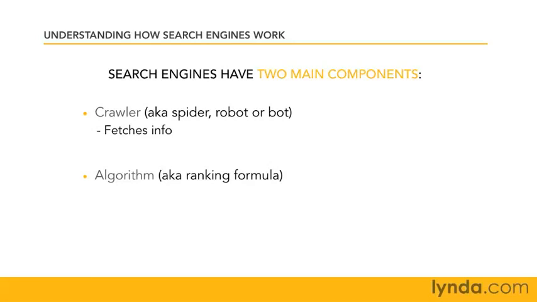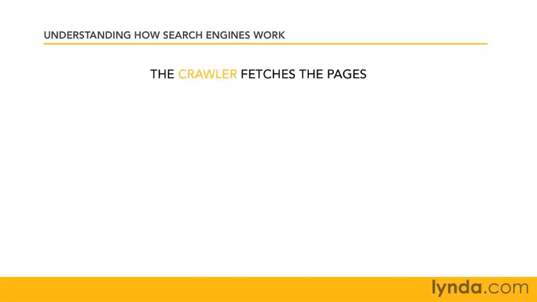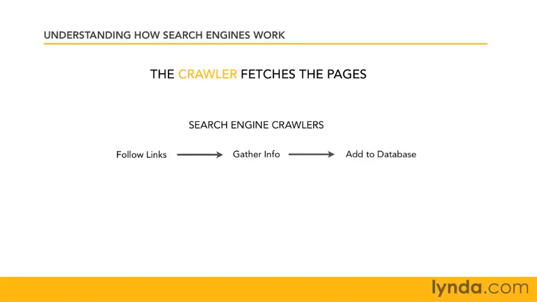The algorithm is basically the ranking formula that each search engine uses to determine the relevancy of any page that the spider finds. Basically what happens is that the crawler follows links, gathers info, and adds that info into their database. Or, in other words, they find pages, read what's on them, and index that info into their database. If you simply remember that they find, read, and index, you'll get the gist of things.